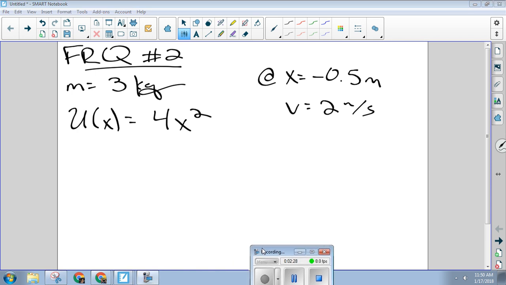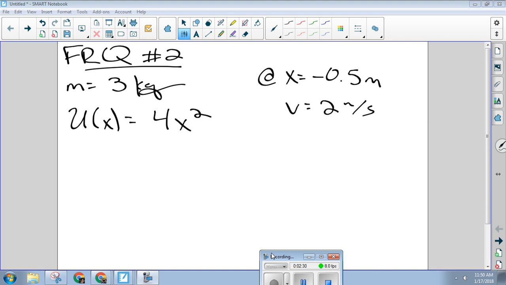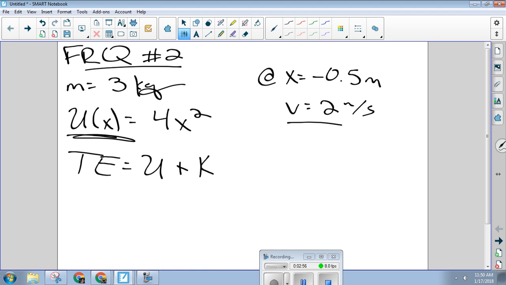So what might be a good place to start, regardless of what the questions ask us? Calculate the total energy, right? Which, fortunately, is the first question. A says calculate the total mechanical energy. So what are the 2 types of energy this thing's going to have? Potential and kinetic. Potential energy due to this, and kinetic energy because it's moving. So my total energy is going to be my U plus my K at one instant. And this should give me enough information to find that.